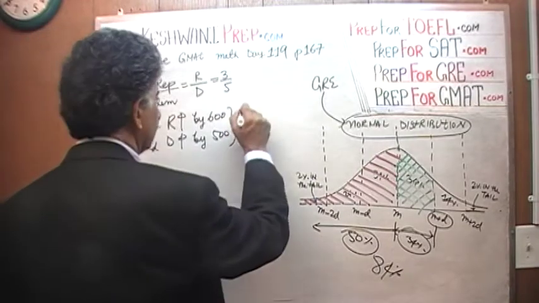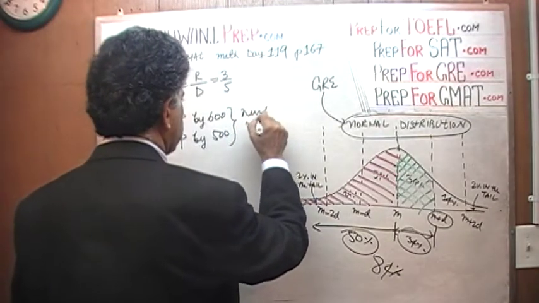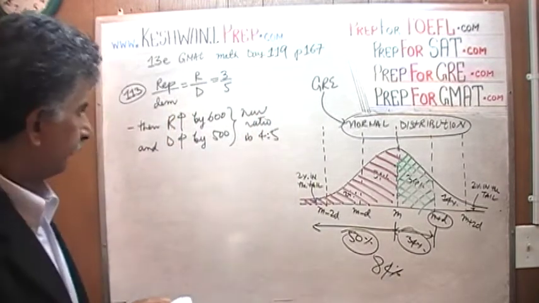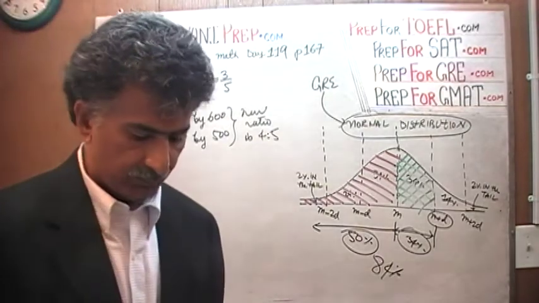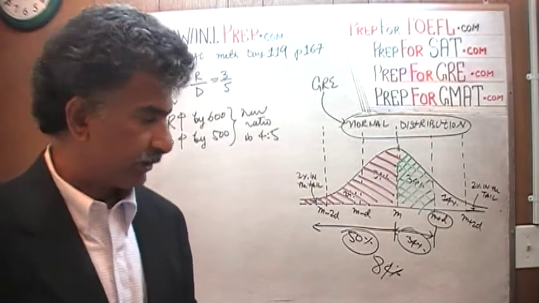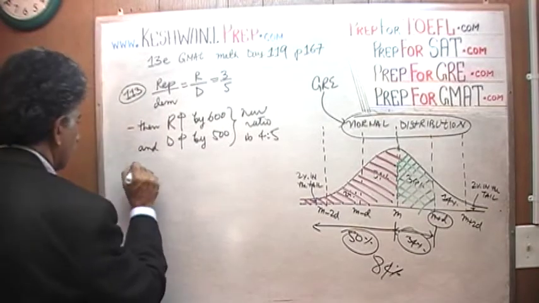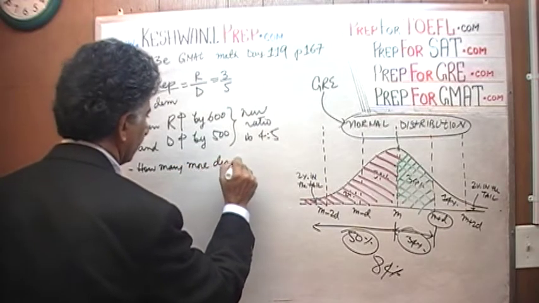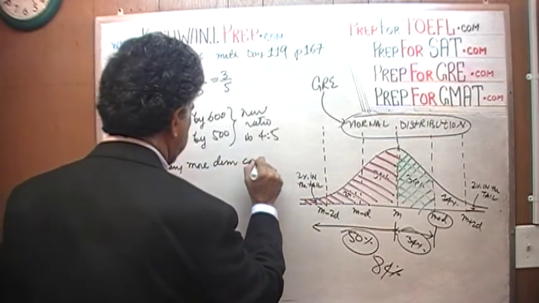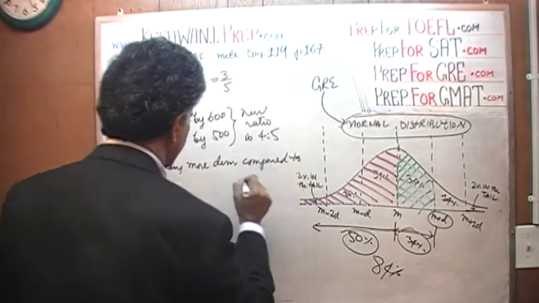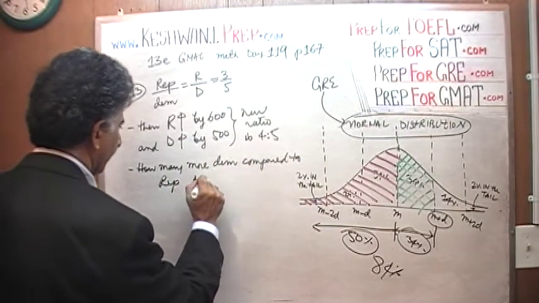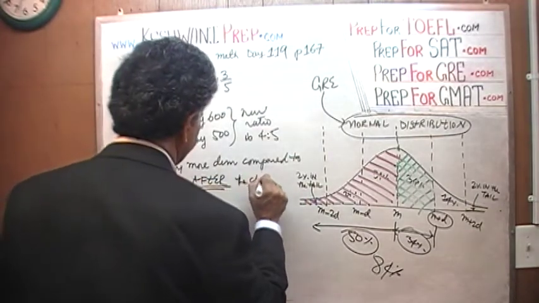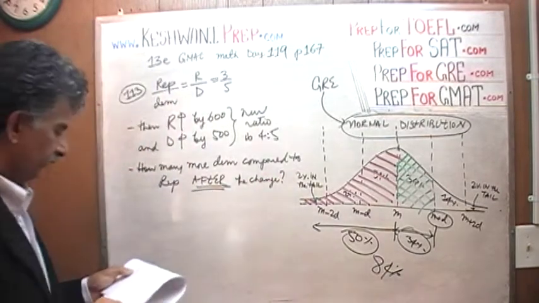The new ratio is 4 to 5. The question simply is, how many more Democrats compared to Republicans after the change? This is where we have to pay attention: after the change. Let's find out, shall we?